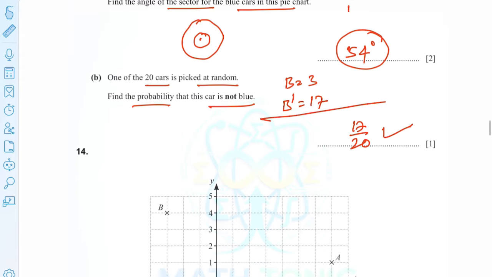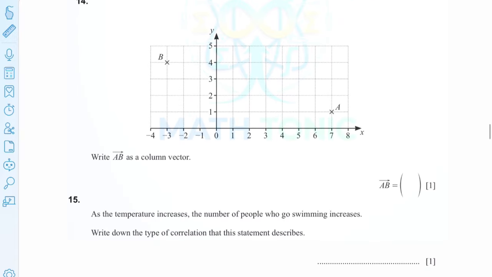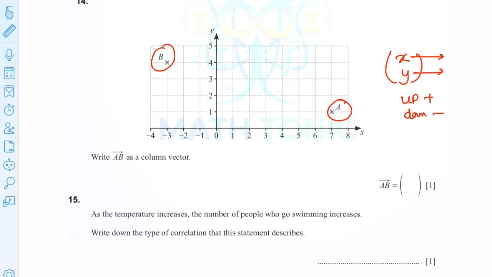Okay. Next question. The graph is given, with point A and point B given. Find the column vector. Easy. So how to reach? Listen, the column vector is always written with x and y. This is called horizontal movement. This is called vertical movement. Listen, if you go up, it will be positive. If you go down, it will be negative. If you go right, it is positive, and if you go left, it will be negative. I hope you know this part, right?